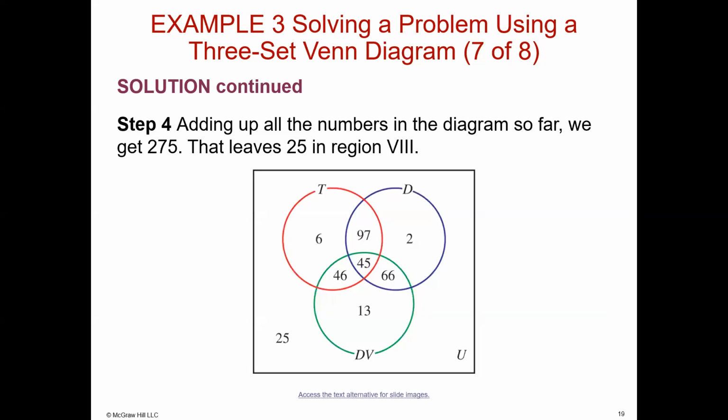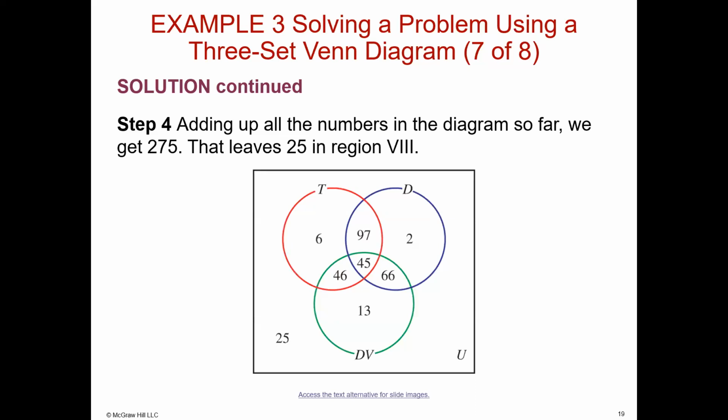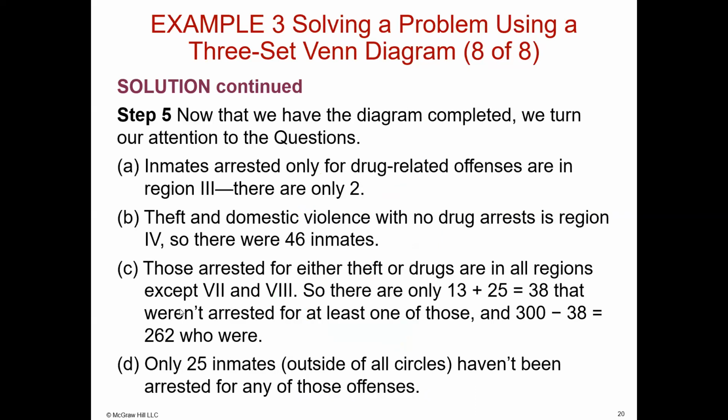Exactly. Those arrested for either theft or drugs. Either theft or drugs. That means it could be what? Just theft or just drugs or what? Or both. Would it be 97? A little tricky here. You would have to include the 6 and the 2 as well with that 97, since it says those arrested for either theft or drugs.